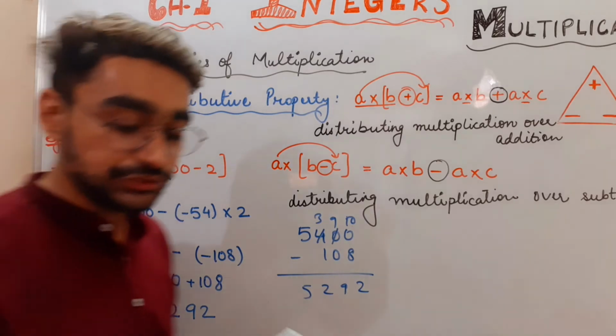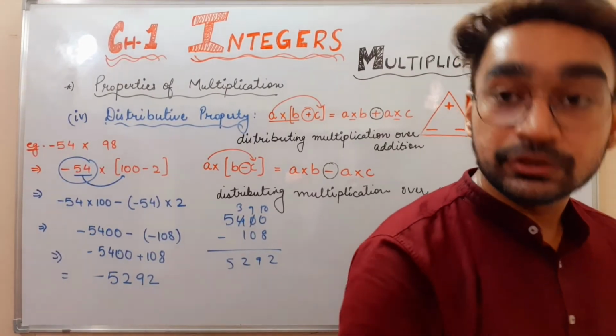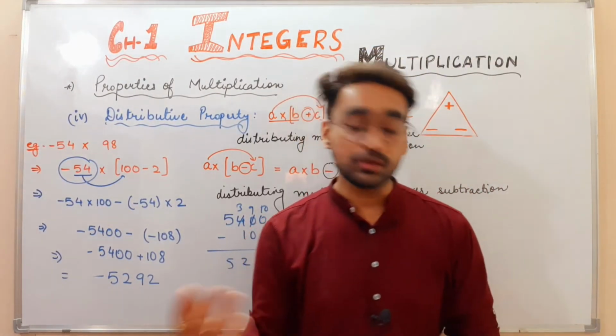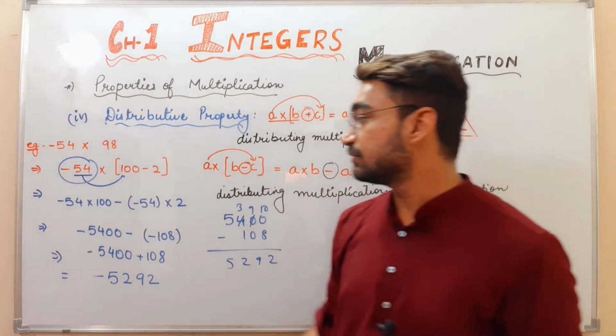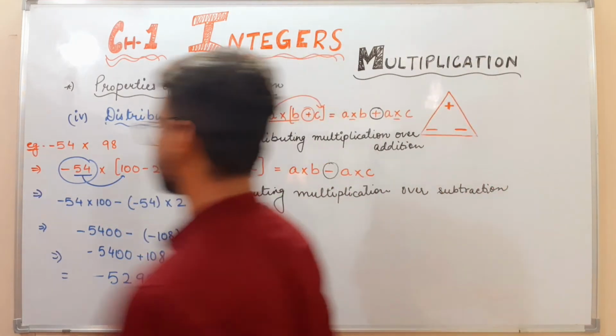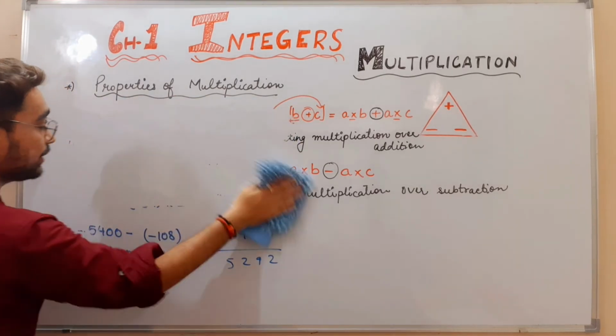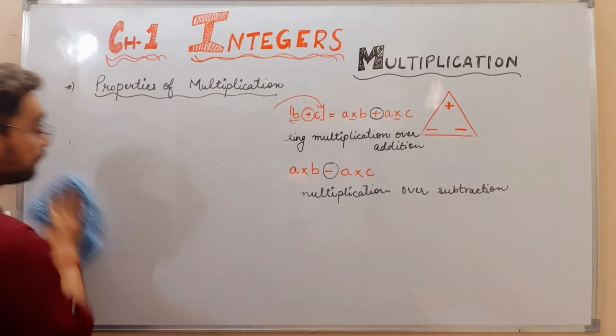So this is actually the use of distributive property in our questions. You will see that there will be some questions which are asking you to do like that. So you have to do. It's a very important property. Always remember that distributive property is actually a very, very important property.